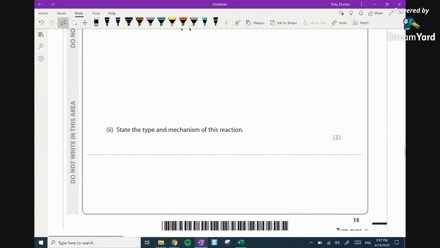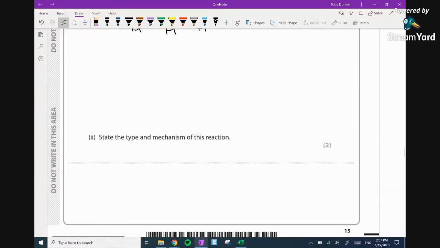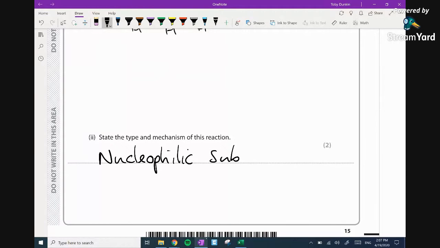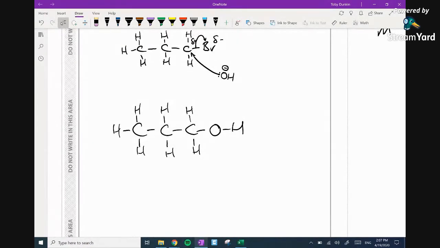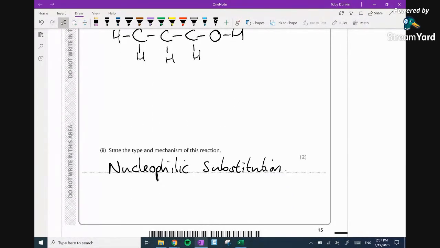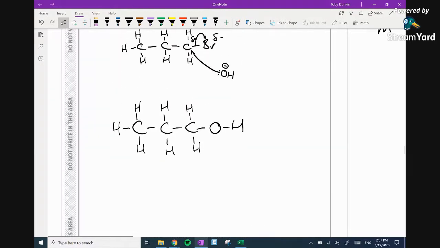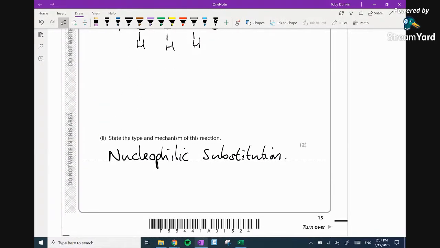State the type and mechanism of this reaction. Isn't that interesting? Type and mechanism. Well, that is a nucleophilic substitution. Now, isn't that interesting? I do actually want to check the mark scheme there, because the type of reaction is a substitution, and the mechanism is nucleophilic substitution. I think that's fascinating. They're writing that down just to confuse you. That's 2 marks, folks, 2 marks for each of those words.